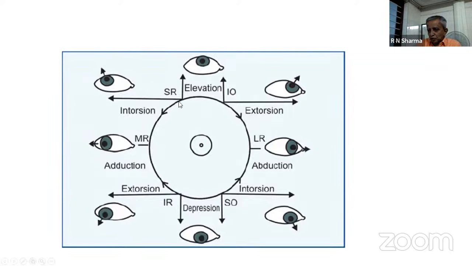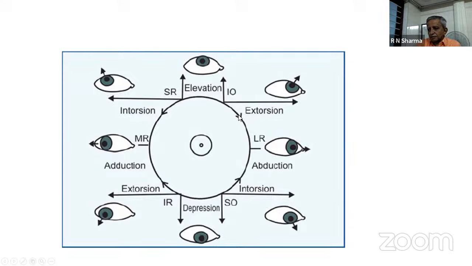So summarizing, superior rectus is an elevator, an adductor, an intortor. Inferior rectus will be a depressor, an adductor, an extortor. Superior oblique is a depressor, an abductor and an intortor. Inferior oblique is an elevator, an abductor, and an extortor.